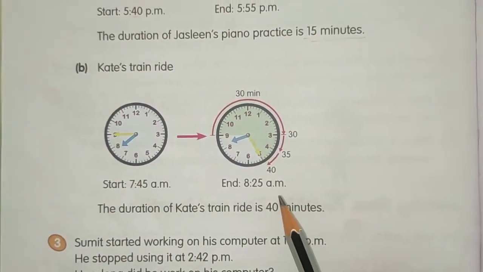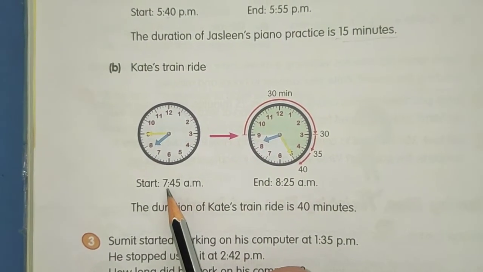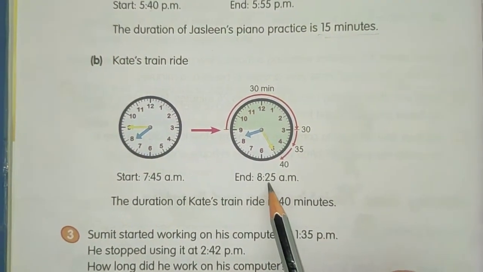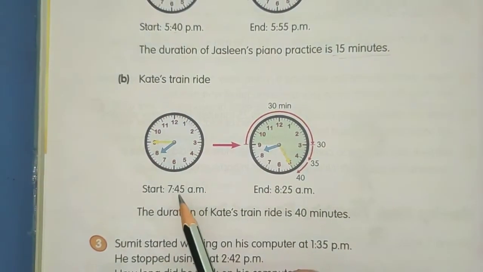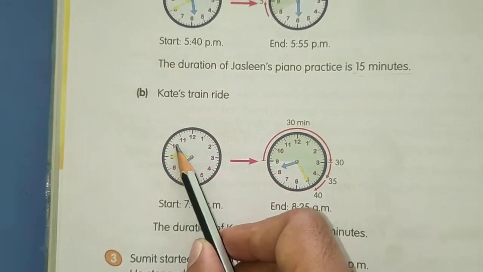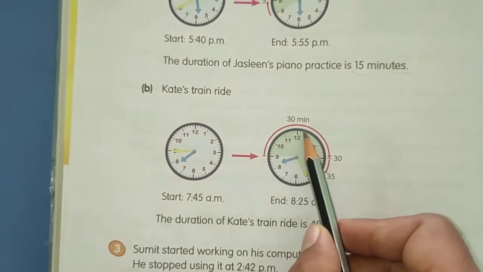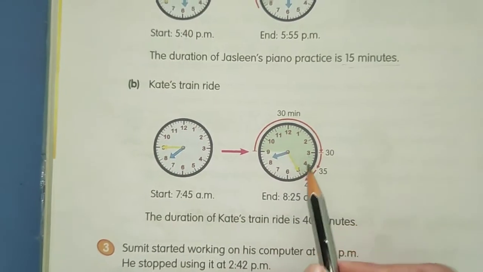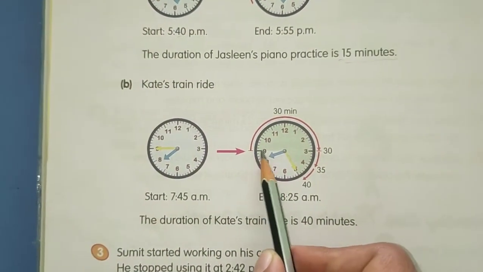B point, Kate's train ride. Okay, so see, the starting time is given as 7:45 am. Then the end time is 8:25 am. Now see here, the starting time is 7:45 am. Then the minute hand is moving like this and coming up to 5. So we want to count this timing, which is shown in green color. That is the actual total timing or duration.